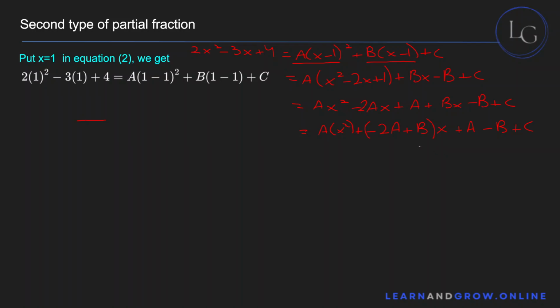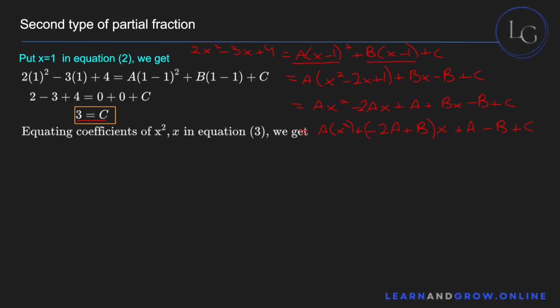So here's what you'll do. As you know, the coefficient of x squared on the left hand side is 2, and the coefficient of x squared on the right hand side is A. So A is equal to 2, obviously. So that is how you get the value of A.